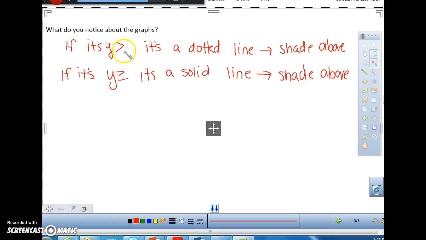So if it says y is greater with no equal sign, it's a dotted line because the points on the line don't make it true. And we're going to shade above. If y is greater or equal, it's a solid line, and you shade above.